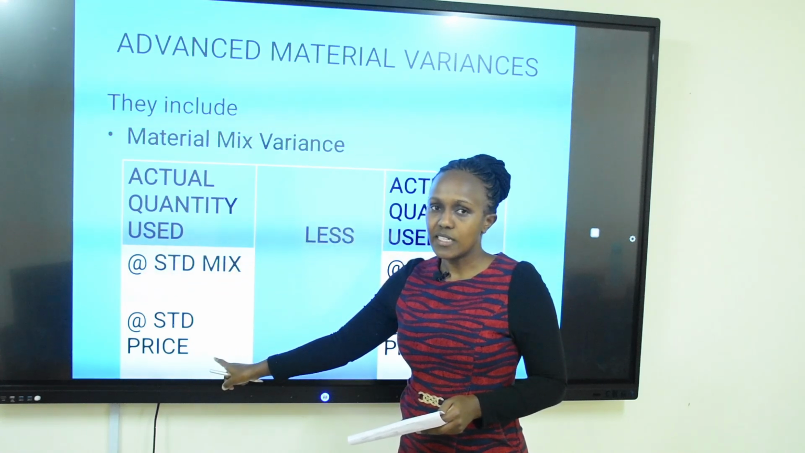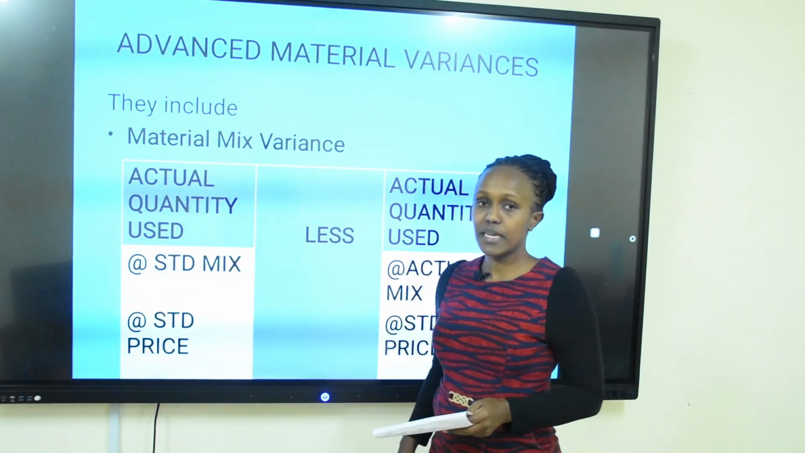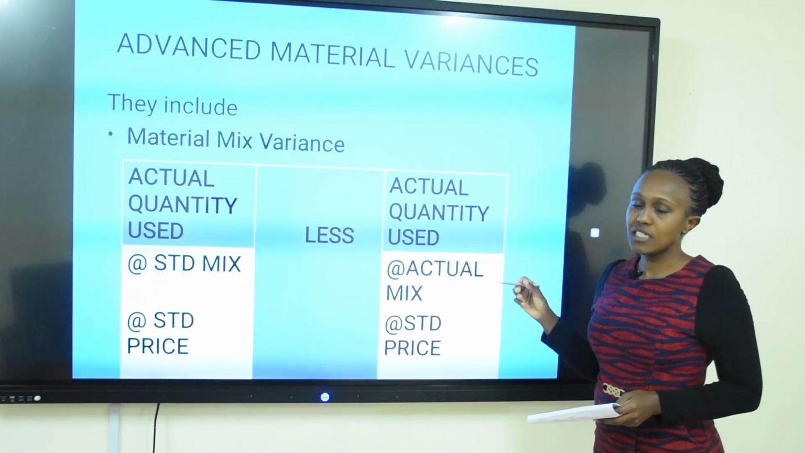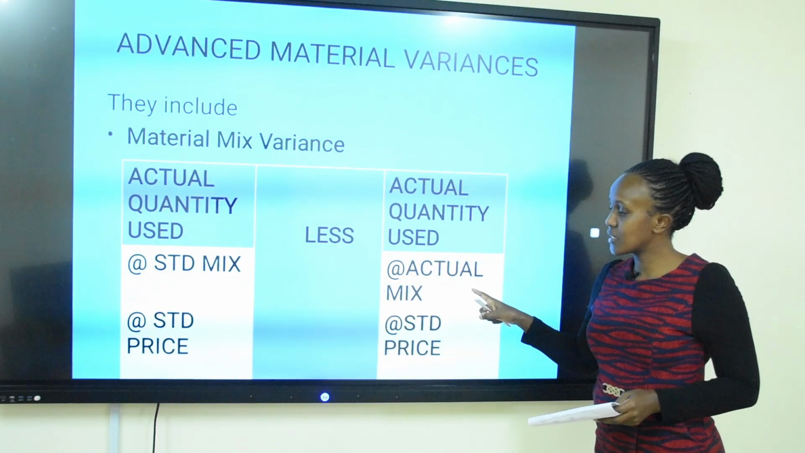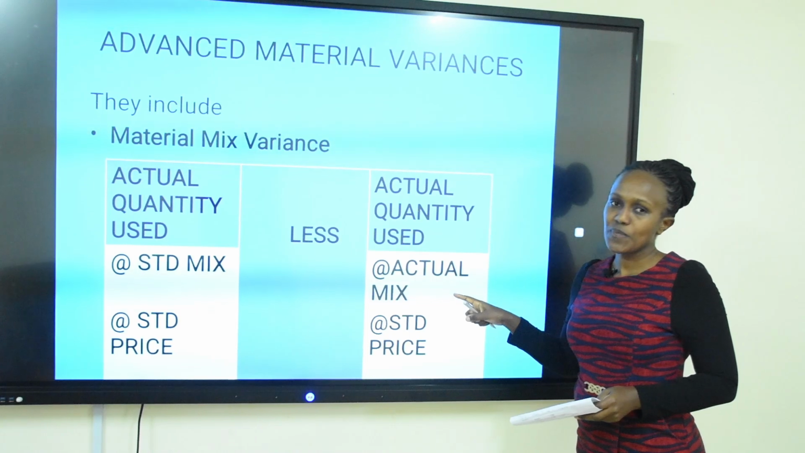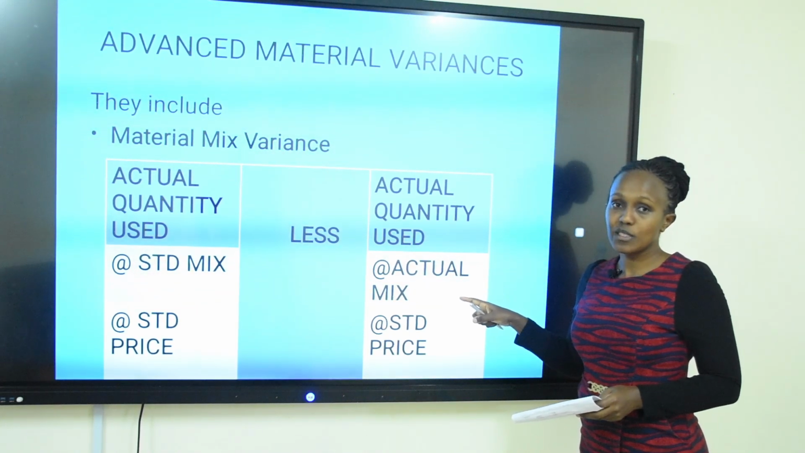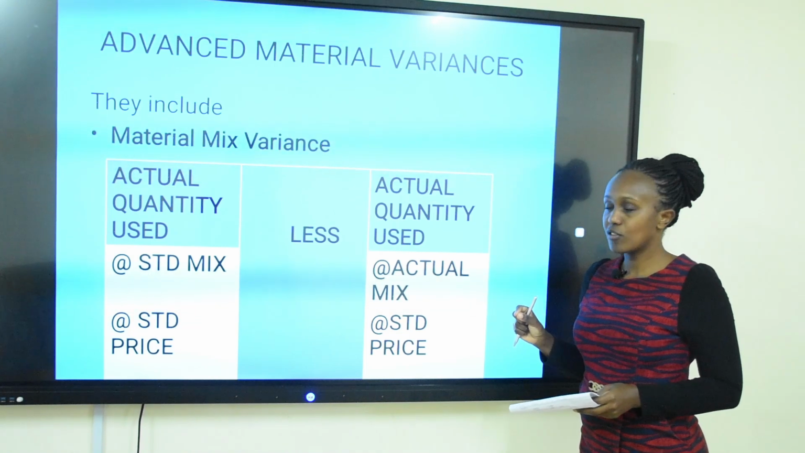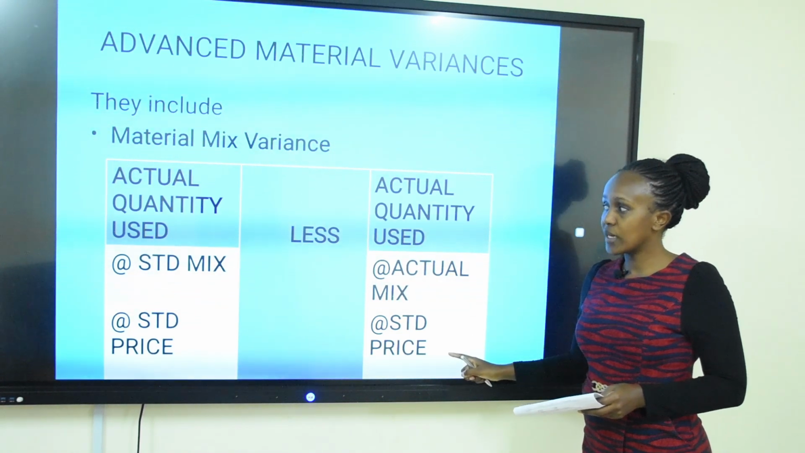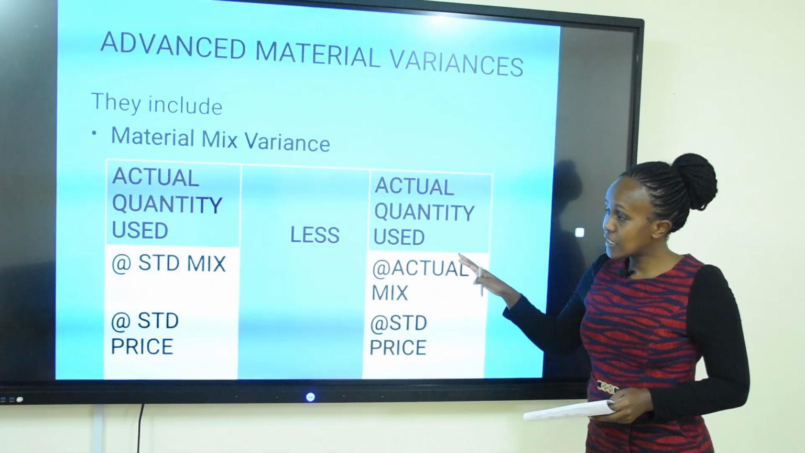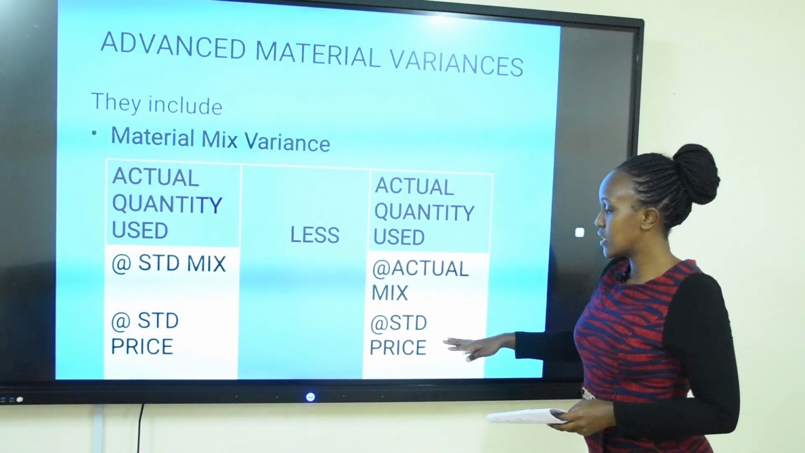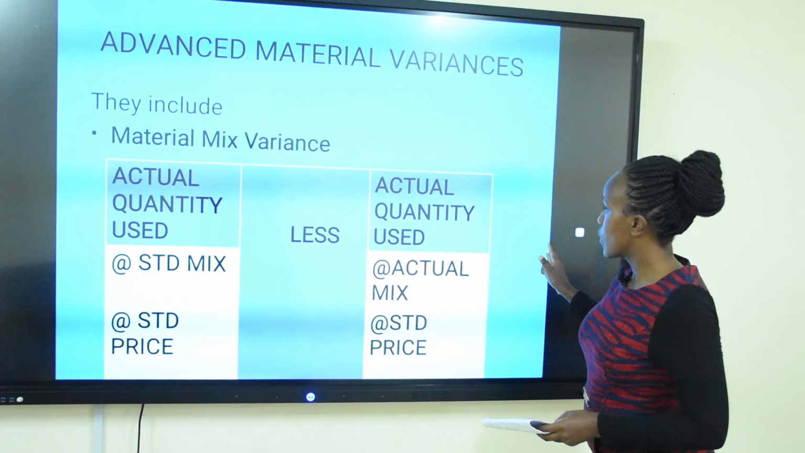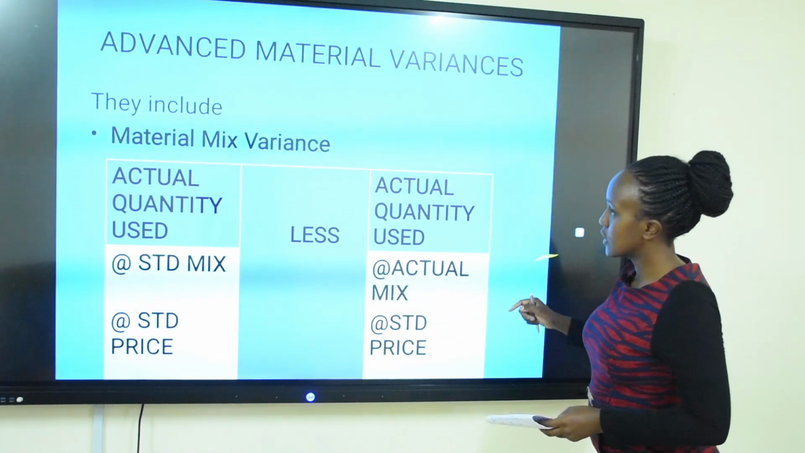Holding price to be constant, so you are going to multiply by standard price. Then you compare that with the same actual quantity, now in the actual mix that was used. You compare that against how it should have been mixed according to the standard, again holding price to be constant. So this is what our material mix variance is going to be all about, and it is one of the variances we are going to look at in this category.